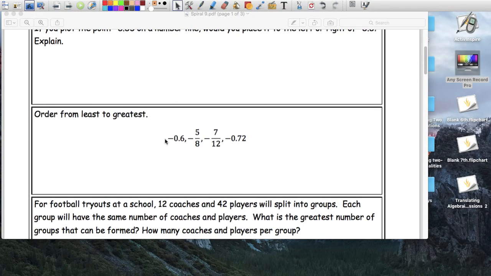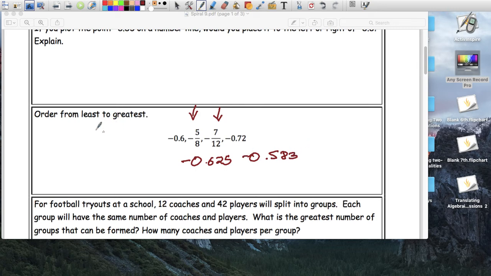Order from least to greatest. So I like to change these values here, this one and this one, to decimals. It makes life so much easier. 5 divided by 8 is going to be -0.625. And 7 divided by 12, if you divide, you get 0.5833333. And you know what? Let me just make it -0.583 with bar notation, negative.